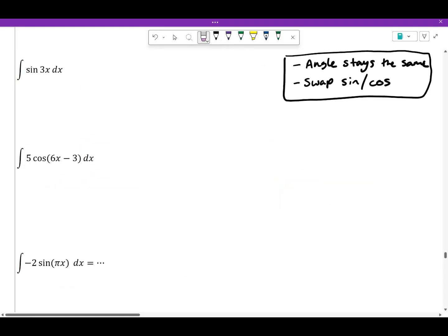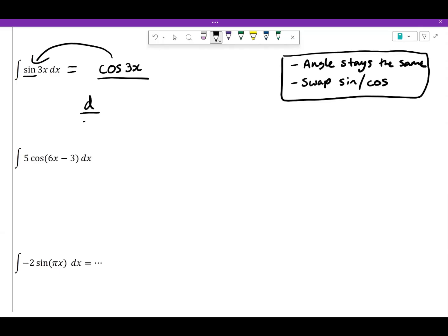So let's look at our first one then, the integral of sine 3x. Okay, and I'm going to write equals to, and it says the angle stays the same. So therefore, we're still going to have a 3x, because that's our angle here. And then we swap up the sine and cosines. So we got sine here, so we're going to make that cosine. So we end up with cos 3x. So now we have to check as to whether this answer makes sense. We should be able to differentiate it using the chain rule and get back to our initial question.